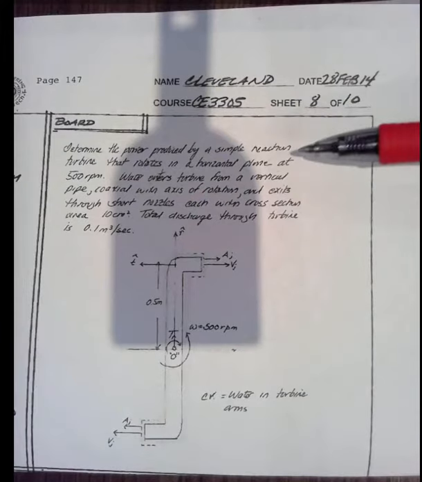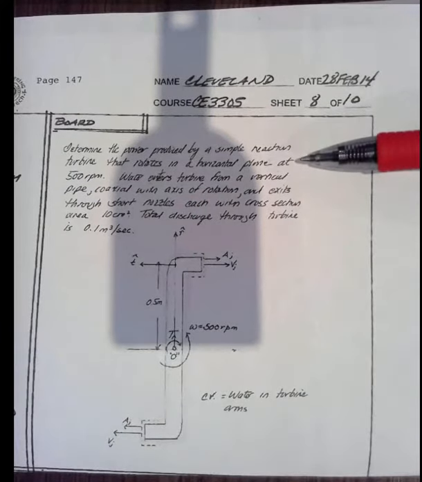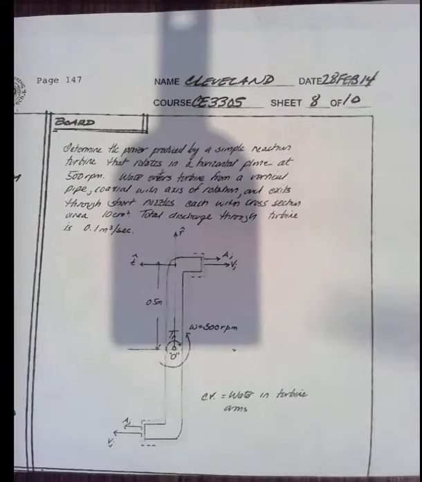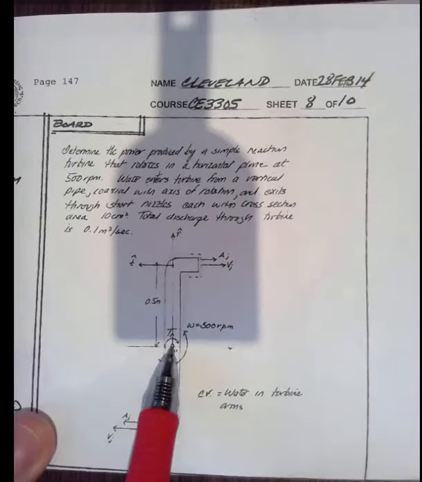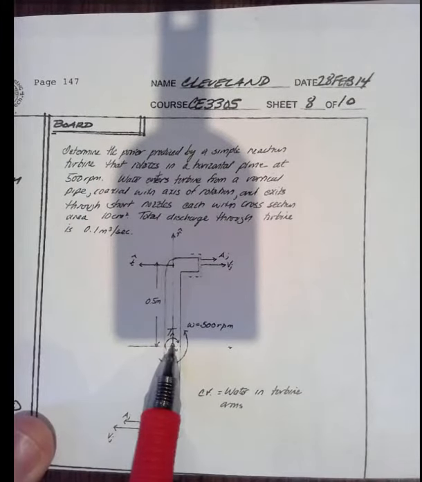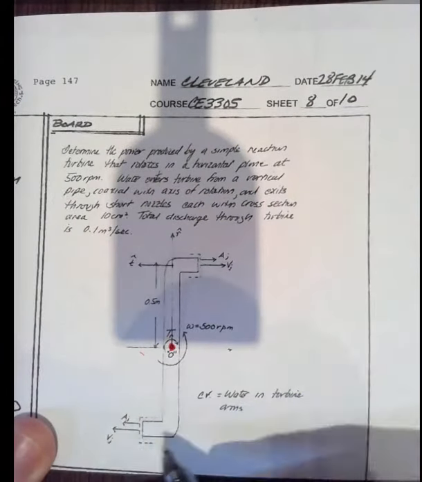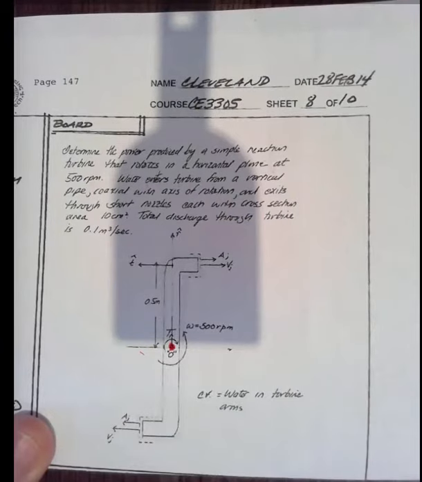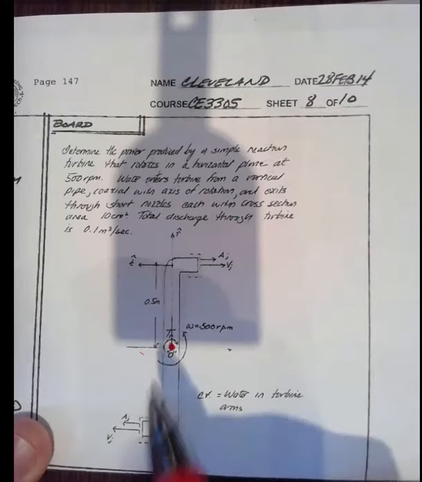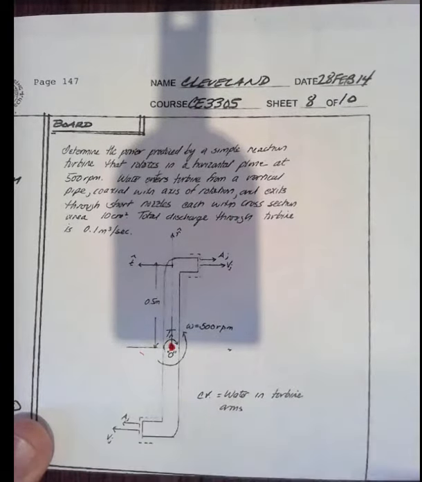So, we're asked to determine the power provided by a simple reaction turbine that rotates in a horizontal plane at 500 revolutions per minute. Water enters from a vertical center pivot, so the water's entering here, and then it goes out the two arms and then creates jets, and the reaction of the jets causes rotation.